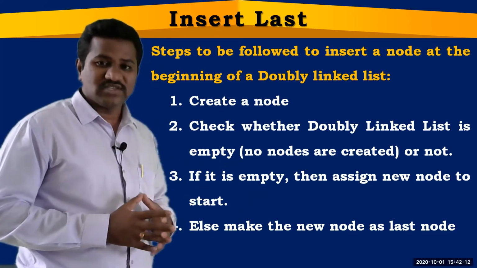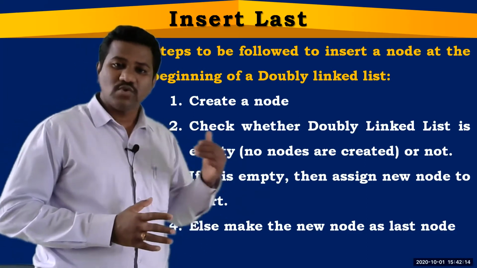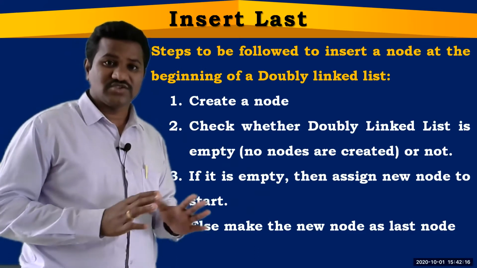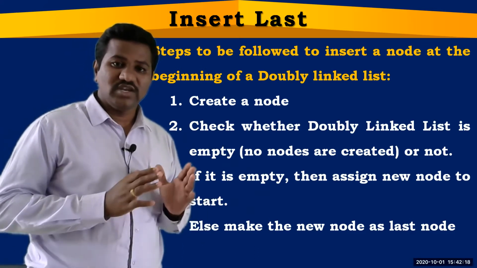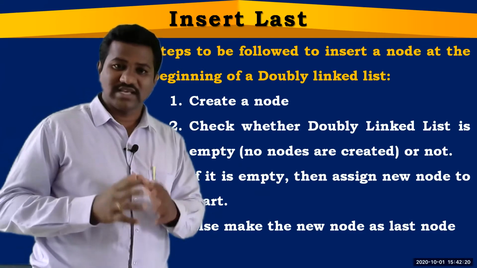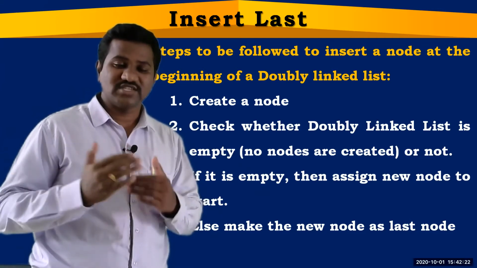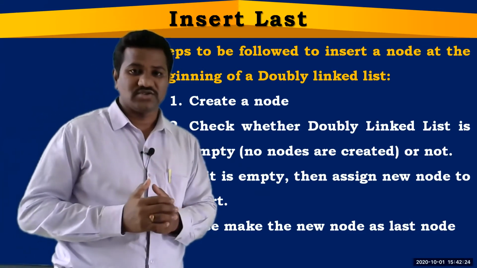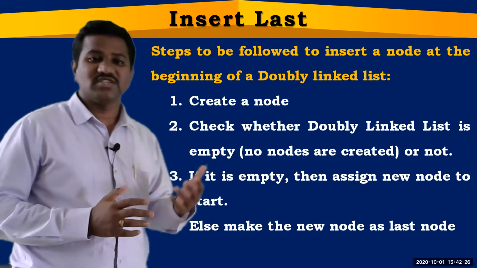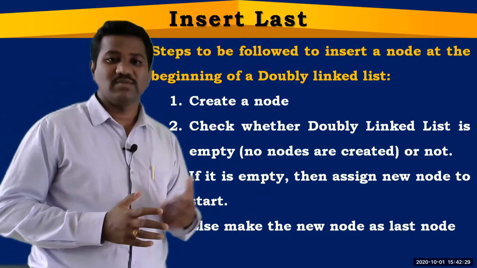If the list is empty, assign the new node address to the start pointer. If the list is not empty, we need to go to the last node in the existing list, and we need to establish the connections between the new node and the last node. These are the steps that we need to follow, and let us see them one by one clearly.